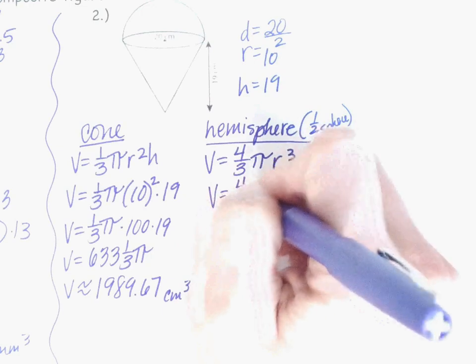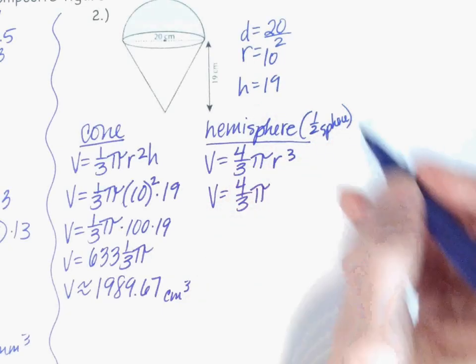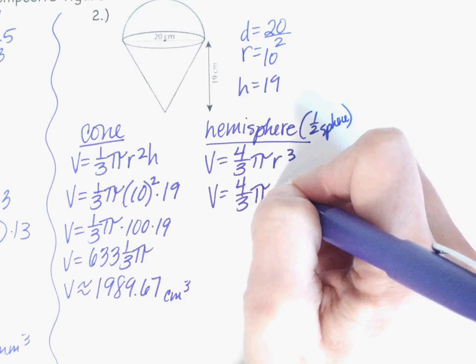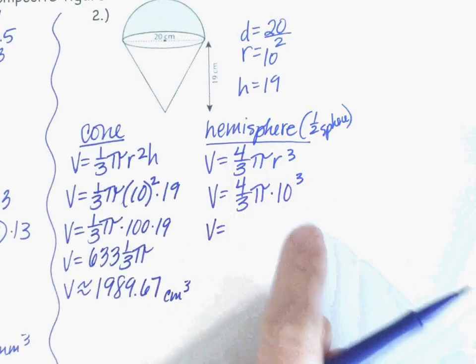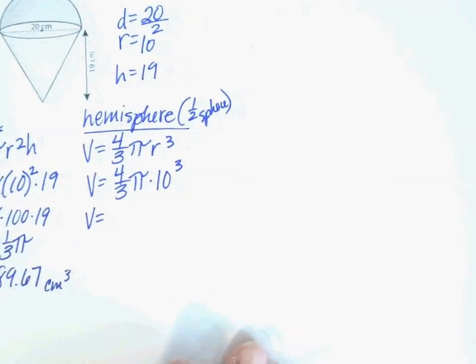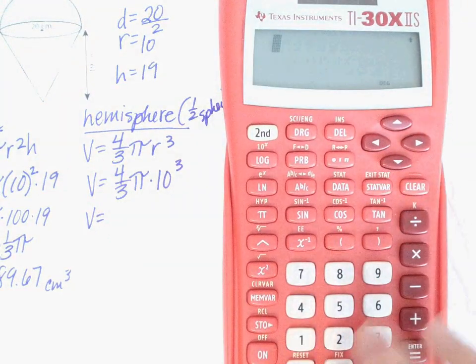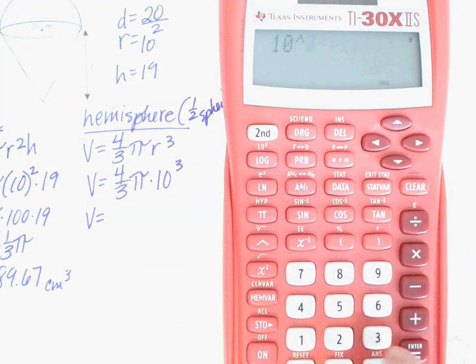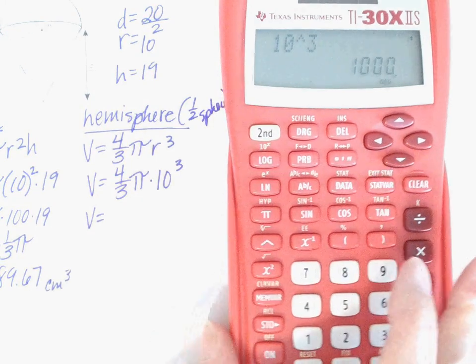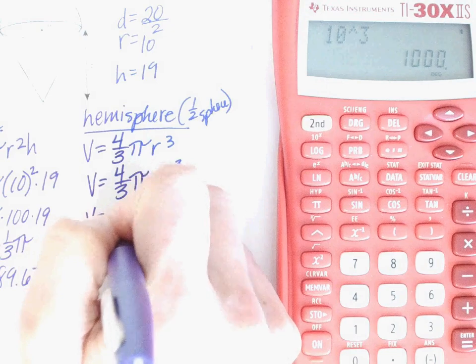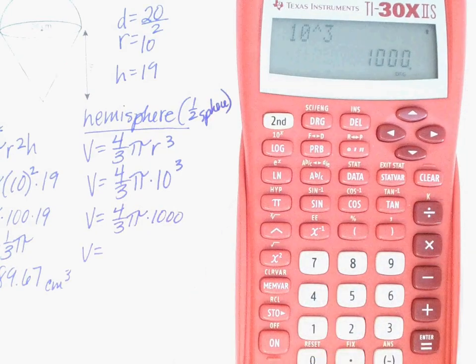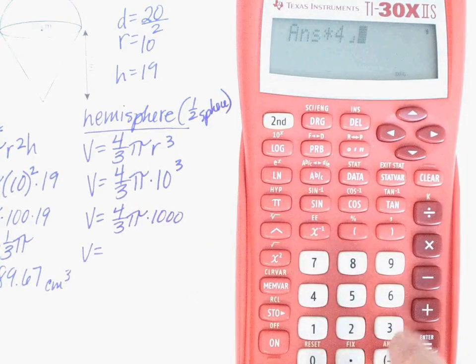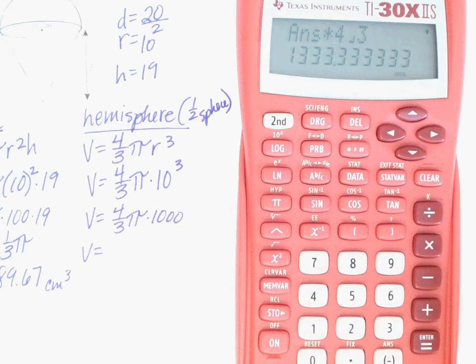When I make my substitutions, I recopy everything else, 4/3 pi. Instead of writing r, radius is 10 and it's cubed. My next step is I'm going to go ahead and cube this. So a reminder on how to do that in the calculator. Right here, the button right underneath pi, to the power of 3, and I get 1,000. So 4/3 pi times 1,000. I'm going to take this and multiply by 4 over 3. All right, and I did not get a fraction answer.